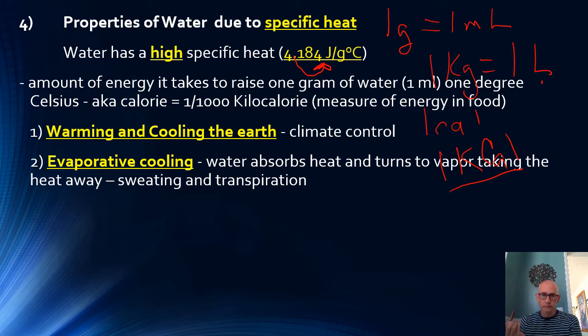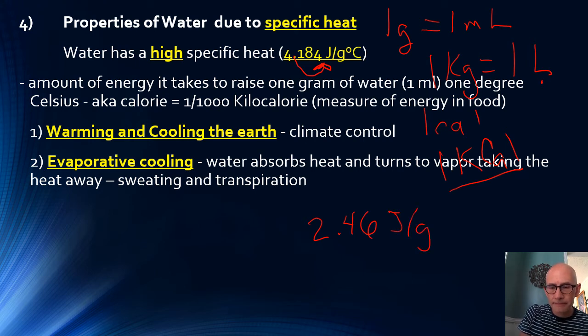So let's talk about alcohol. So ethanol is going to have a specific heat of about 2.46 joules per gram degrees Celsius. Ethanol is what is in hand sanitizer. So when you put that on your hands, it feels cool because it's evaporating very quickly, because it takes much less energy for it to evaporate.